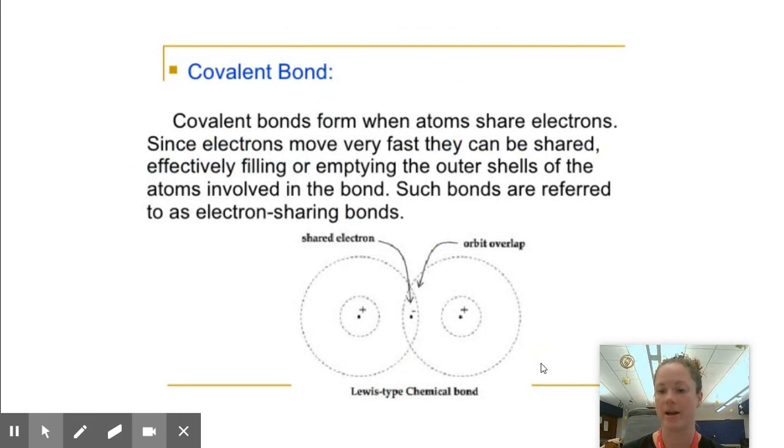Okay, so that was all ionic bonds. That's where we give one electron or electrons, and we either gain electrons or we lose electrons. So that's where we have the negative and positive. Covalent bonds form when the electrons are actually shared between the 2 or 3 or however many atoms there are. Since electrons move very fast, they can be shared and effectively fill the empty outer shell.